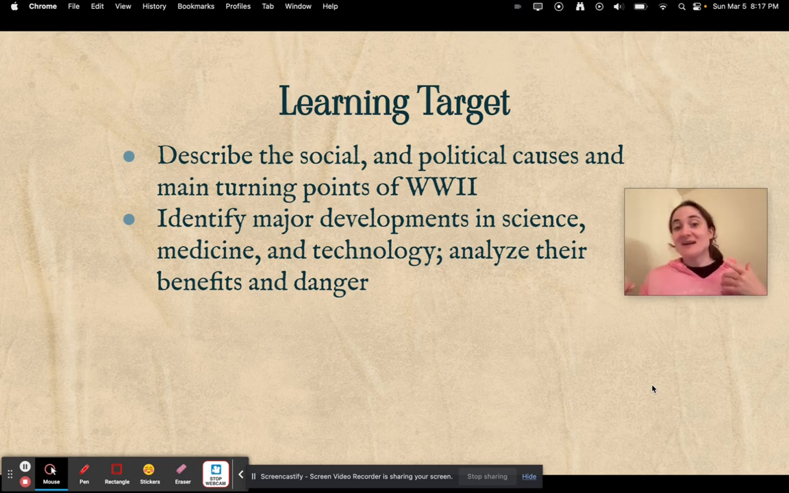You're also going to identify major developments in science, medicine, not really, but technology for sure, and analyze their benefits and dangers. So this slideshow is leading up to your next movie, which is The Imitation Game, about a man named Alan Turing. He's British, and he deciphers this thing called Enigma, which we'll talk about in this slideshow.